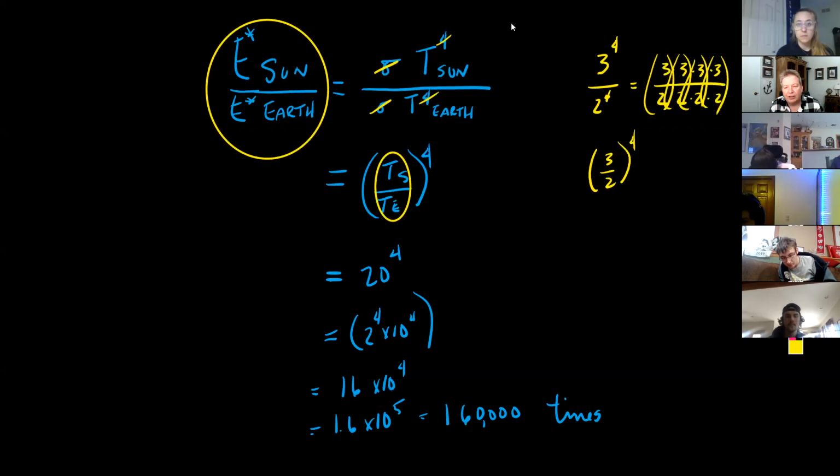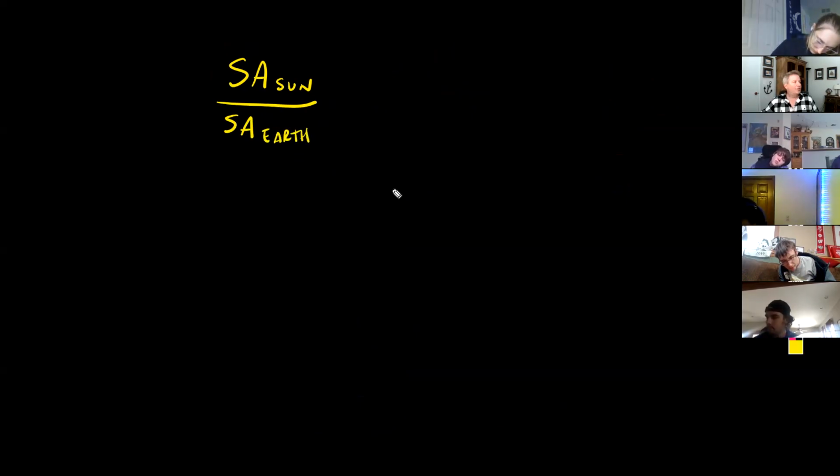How much bigger is the sun than the earth? In fact, what am I asking for? What bigness measure am I looking for? Surface area. So I want the surface area of the sun divided by the surface area of the earth. What's the formula for surface area?